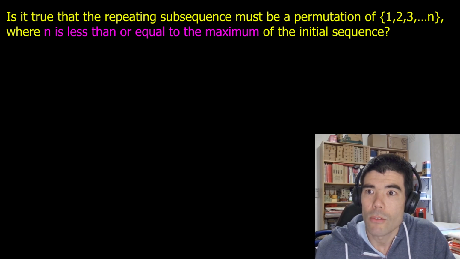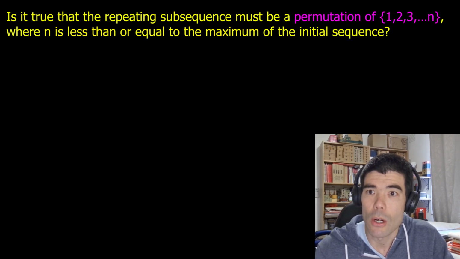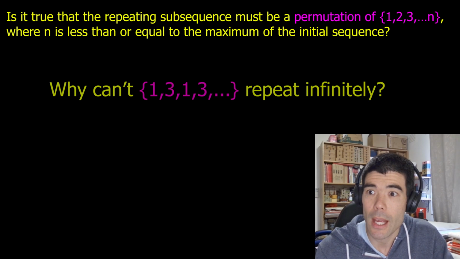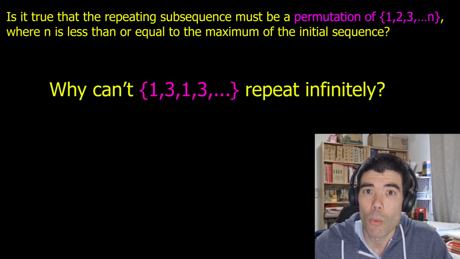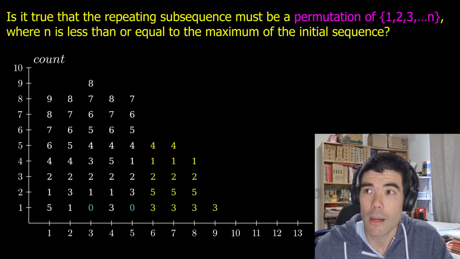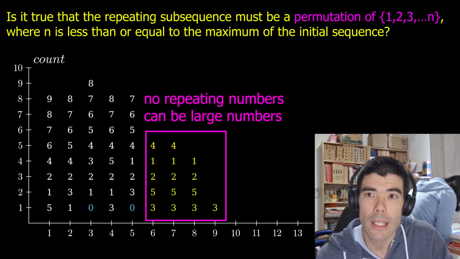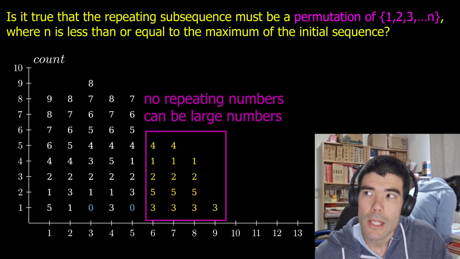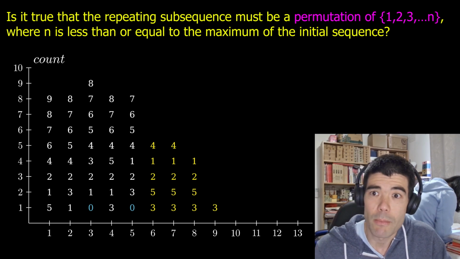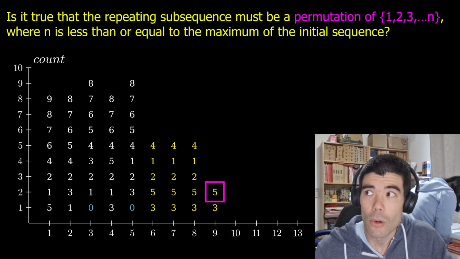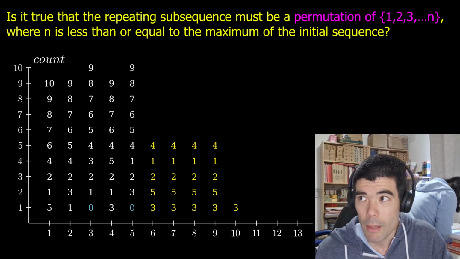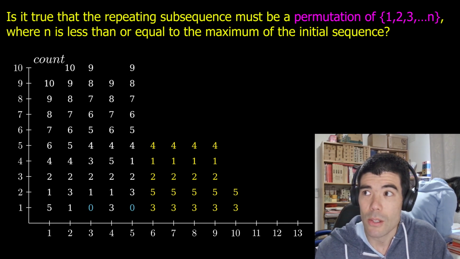But why does the repeating subsequence have to be a permutation of 1, 2, 3, ... to n? Why can't it skip a number? Like, why couldn't we have a repeating subsequence of 1, 3, 1, 3, 1, 3, for example? So remember that the repeating subsequence can only contain small numbers. It can't contain large numbers. And once the counts of these small numbers increase beyond a certain point, then a sequence is going to alternate between large, small, large, small, large, small. Not only are the large numbers counts of the small numbers, but the small numbers are also counts of the large numbers, okay?